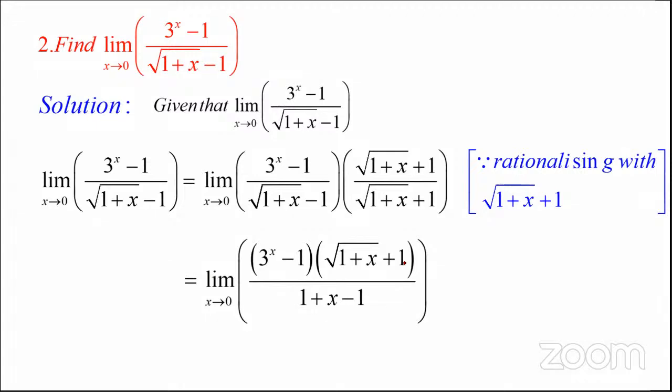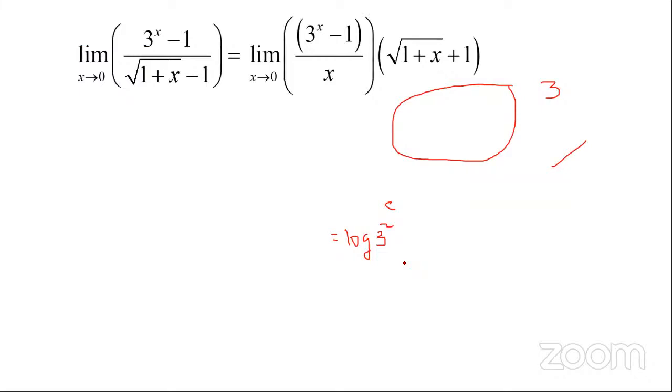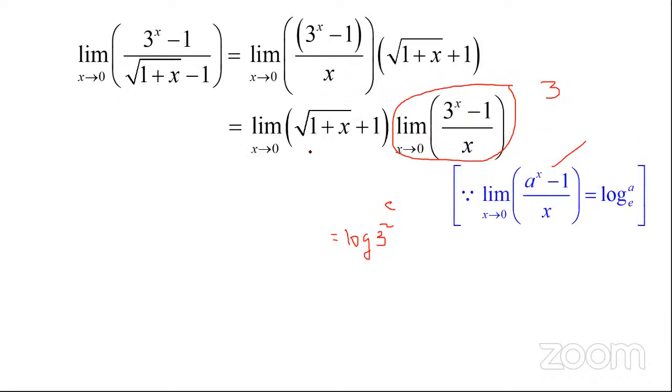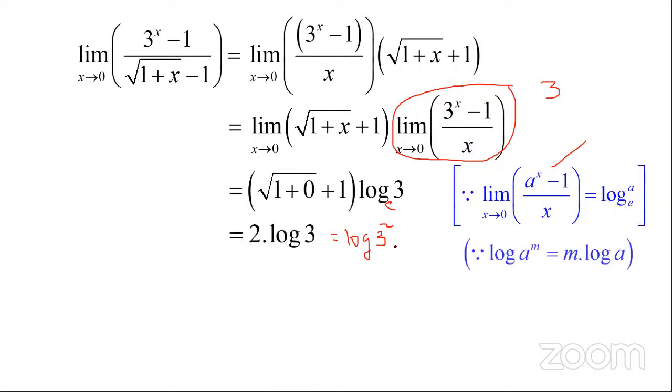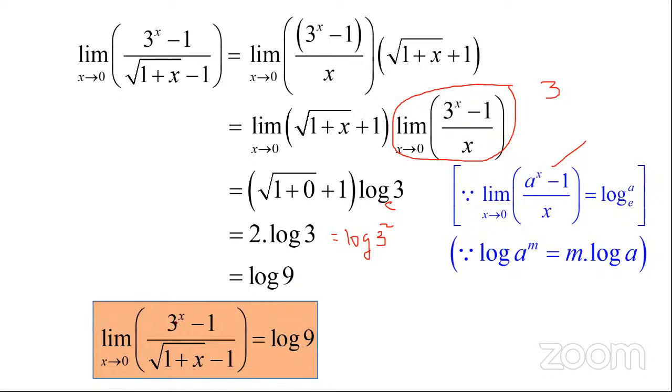So the limit as x tends to 0 of (3 power x minus 1) by x into root of 1 plus x plus 1. From this, we have to use the f into g of x formula. The limit of f into g of x is nothing but the limit as x tends to 0 of f of x into the limit as x tends to 0 of g of x. Using this formula I can separate it and I will get this value. And solve: this value is nothing but log of a power m equal to m into log a. So then this is the answer.